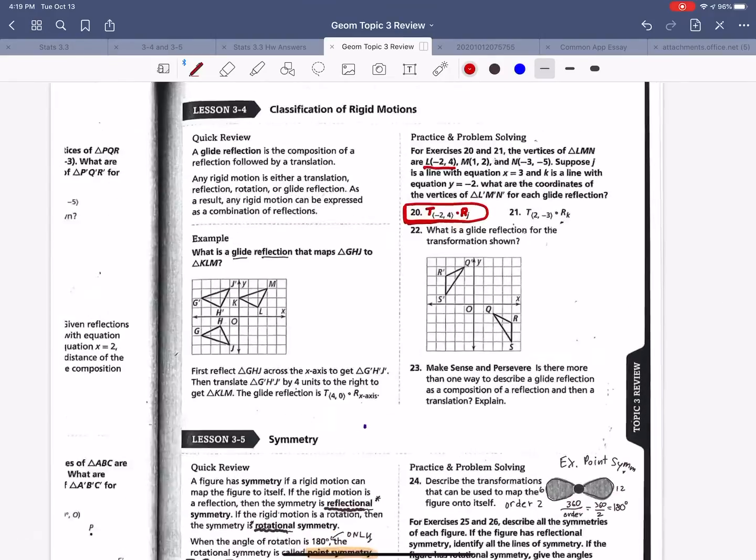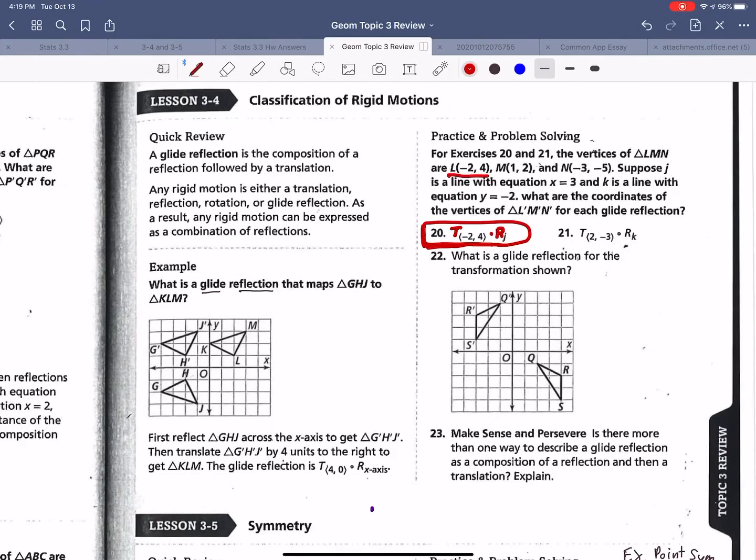Let's keep going. So lesson 3.4 states, a glide reflection is a composition of a reflection and a translation. Any rigid motion could be any one of these four. As a result, a rigid motion could be expressed as a combination of each one and a combination of reflections. Pretty cool. So the example they give us is that this triangle could slide over here and then flip over this line to land there. So that would be a glide reflection.